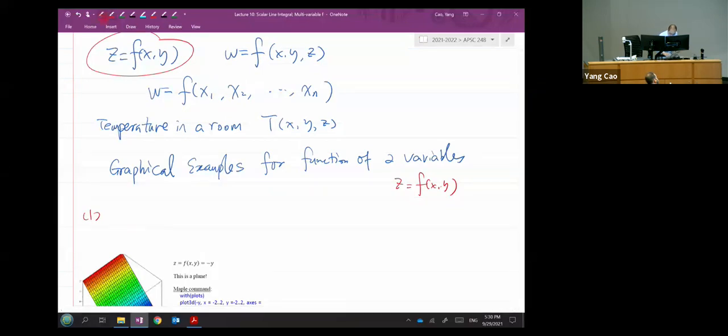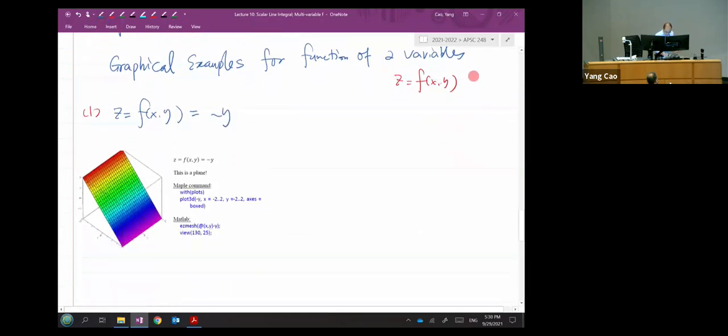All right, so let's take a look at the typical functions I want you to familiarize yourself with. Let's say I have this simple function, z equals negative y. Even though I said this is a function of two variables, in this example there's only one variable, y, showing up here. And if I ask you, y equals x, everybody probably knows that's a straight line, right? But of course, this time it's z equals negative y.